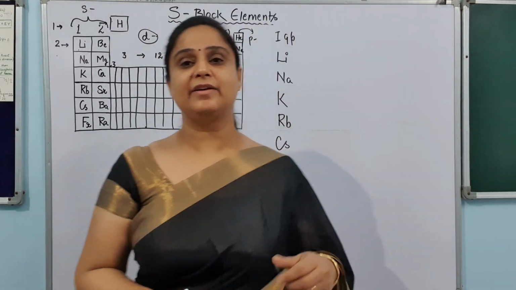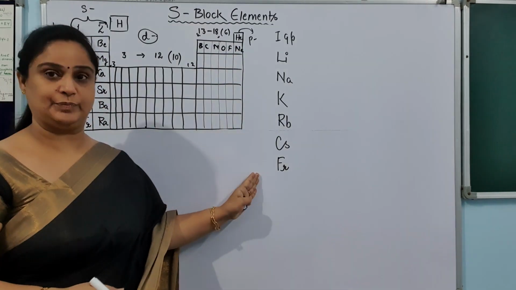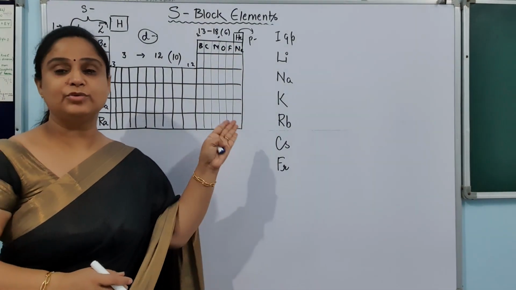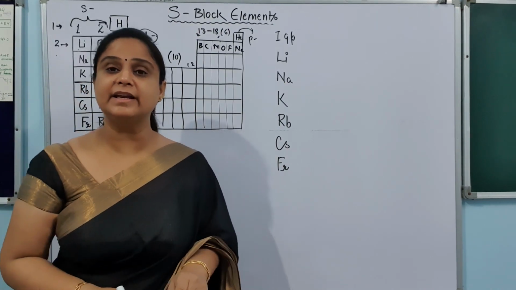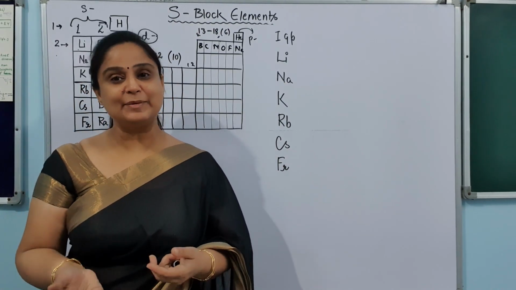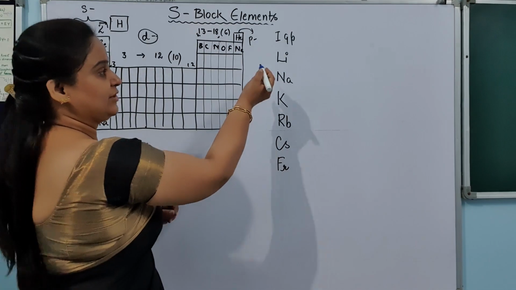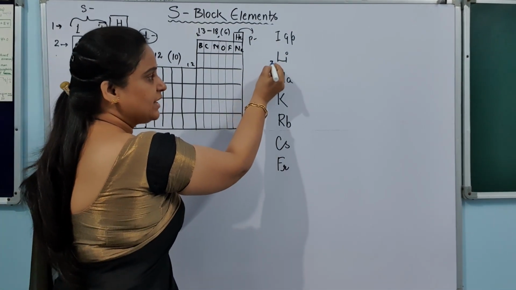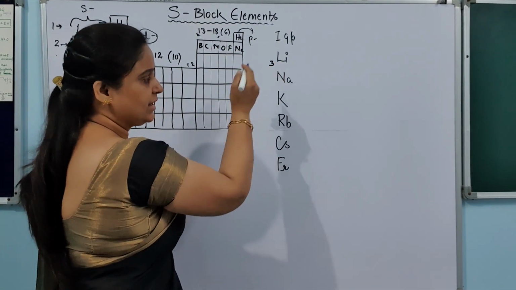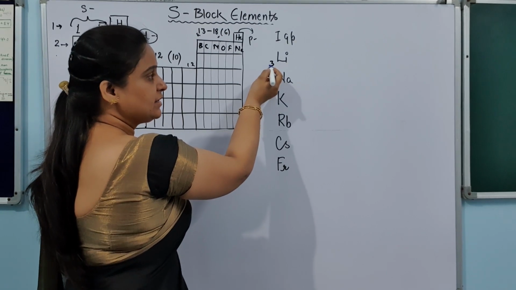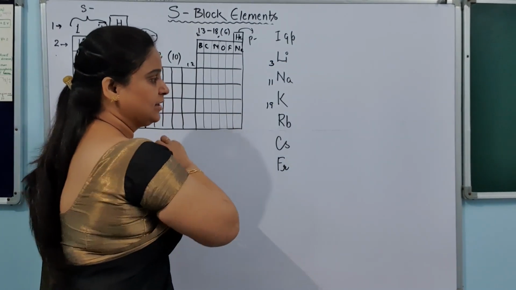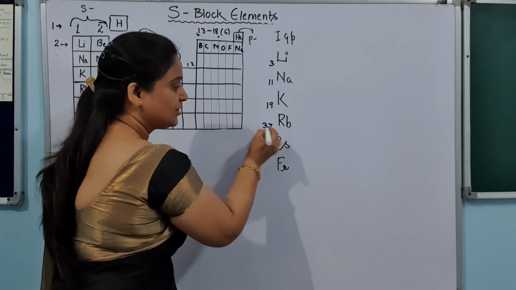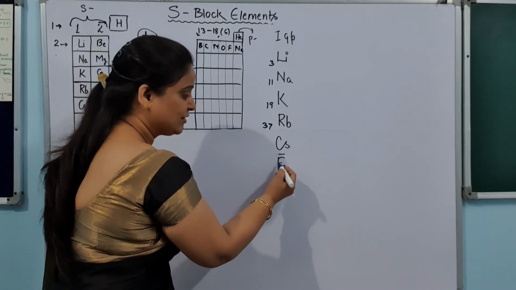So here we have the elements of the first group. Now we have to write down their electronic configuration. But what do we need for electronic configuration? Atomic number. We need to know the atomic number. So before that, write down the atomic number of these elements: 3 lithium, 11 sodium, 19 potassium, 37 rubidium. What about cesium and francium?